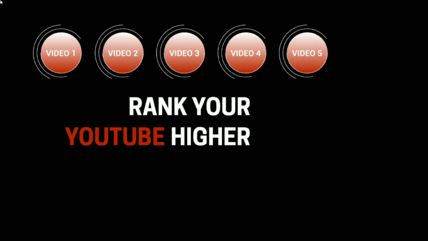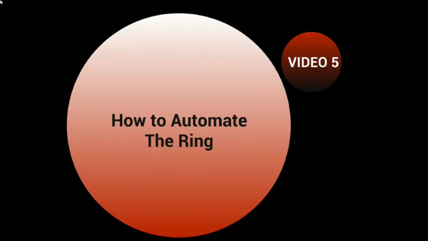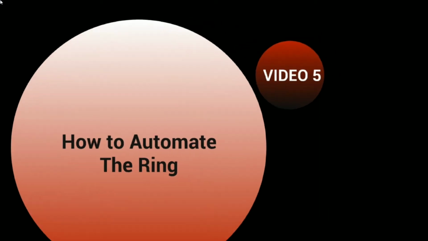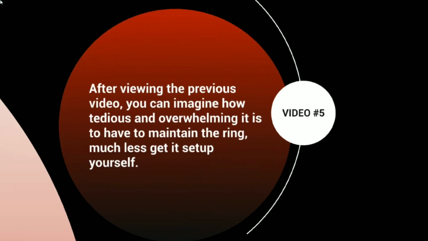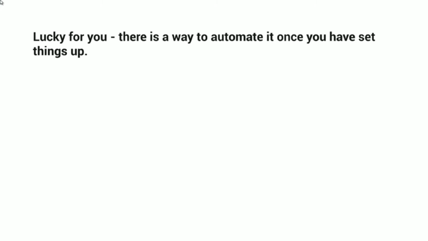Hello and welcome back. This is video number 5. We're going to talk about how to automate the ring, now that you understand how everything is interlinked, how everything is connected, and how you can be creative and make your own ring. After viewing the previous video, you can imagine how tedious and overwhelming it is to have to maintain the ring, much less get it set up yourself. But lucky for you, there is a way to automate it once you have set things up. Getting things set up is the tedious process.